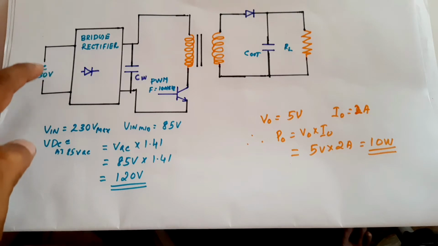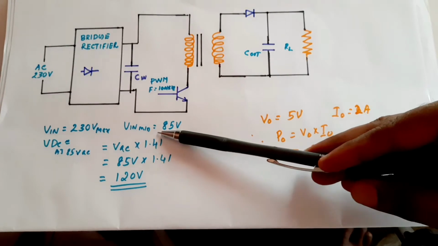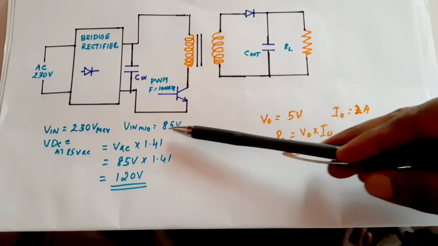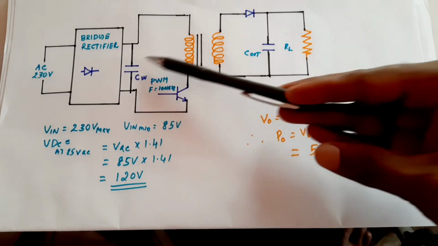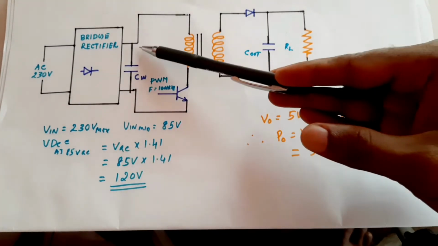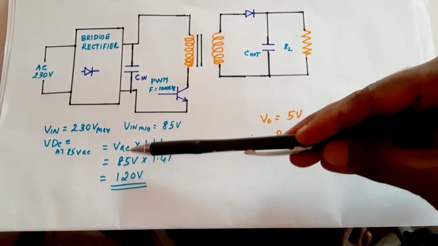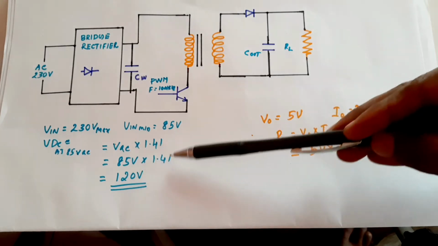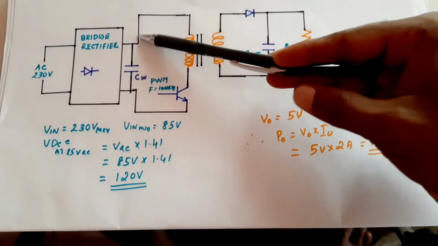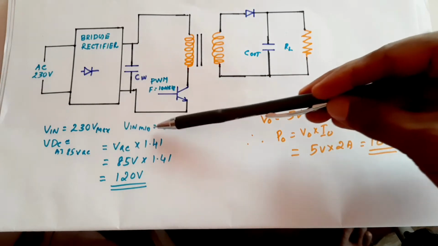If we consider in this AC, if the voltage is very low, say a minimum voltage of 85 volt, then after rectification the DC voltage at the capacitor is given by AC voltage into 1.41. That means 85 volt into 1.41 will give 120 volts across the capacitor in the worst case. That means when the input voltage is only 85 volts.